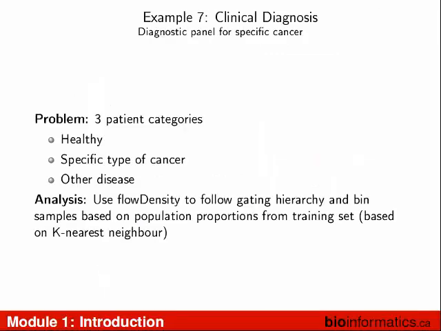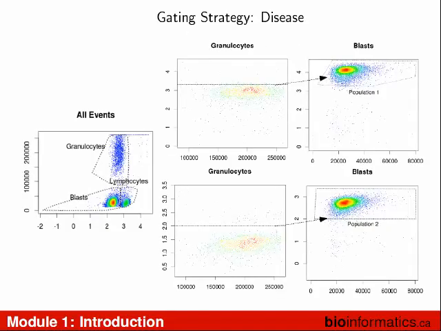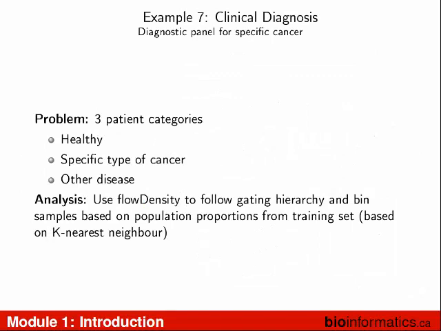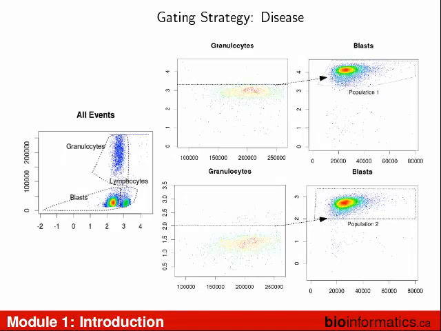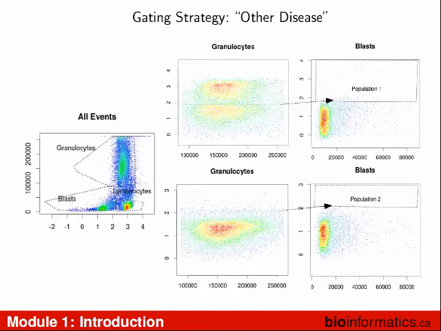Second last example: three different patient categories, healthy, a specific type of cancer, and some other disease. I can't tell you anything about this because this is from a company that has two letters in its name. And so the question was, can we use flowDensity to follow the gating hierarchy and bin them? So they had some gating hierarchy here. We knew that they wanted to find blasts, granulocytes. And then the question is, they had other disease.